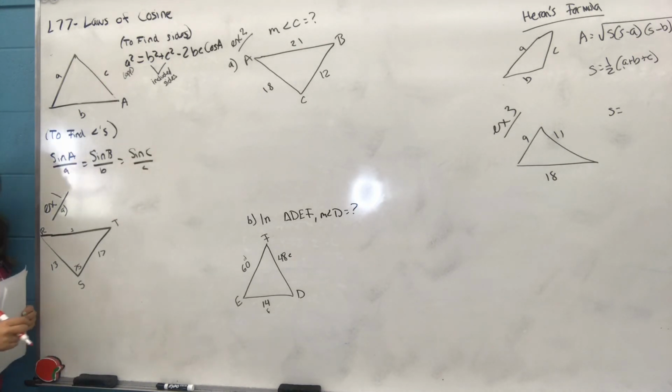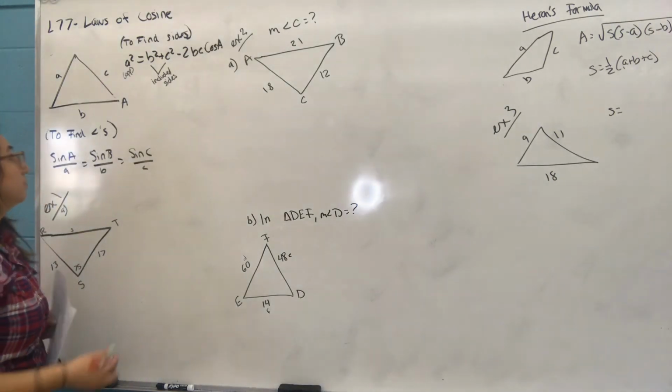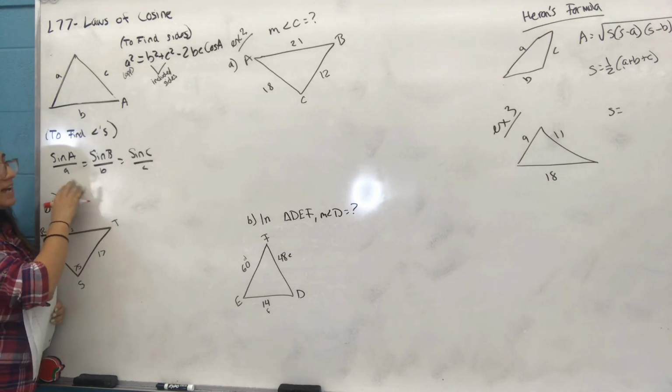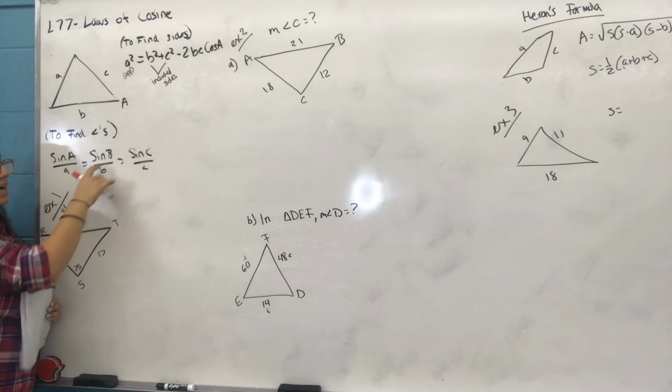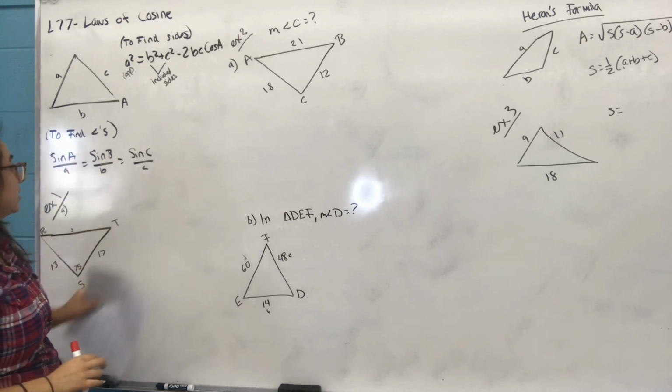And then to find angles, we always resort back to the law of sine, which is setting them equal to each other. So the angle over the opposite side, the angle over the opposite side, etc.